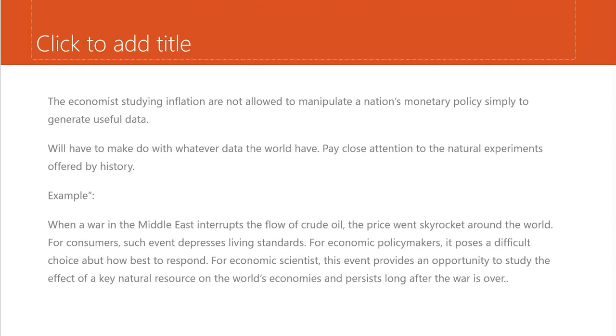Okay, this is what I say. The economists are not allowed to manipulate nations' monetary policy, just to generate simple data. We are talking about countries. Kita tak boleh nak suka-suka manipulate, pusing duit. You know what happened in 1998?